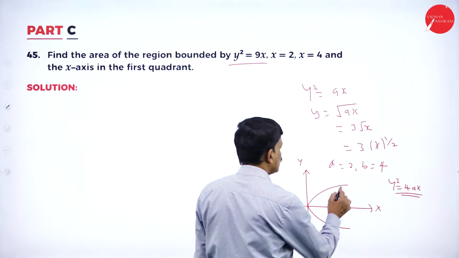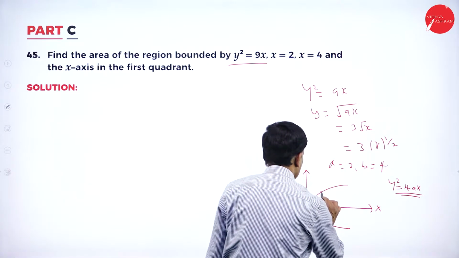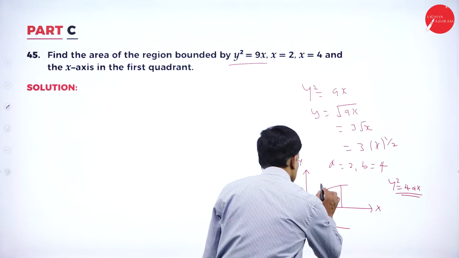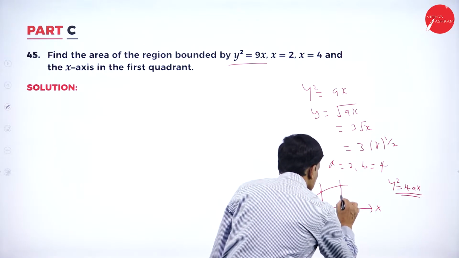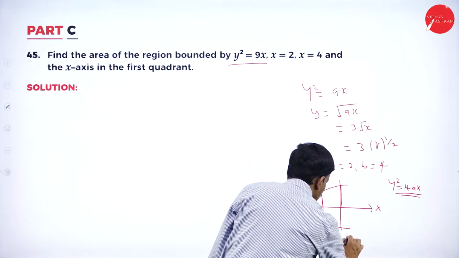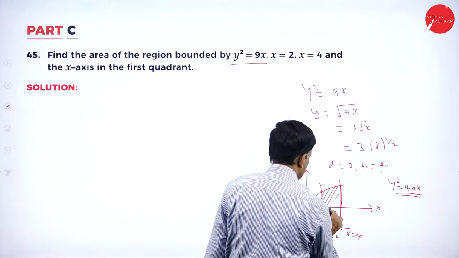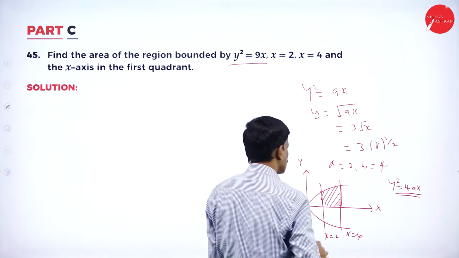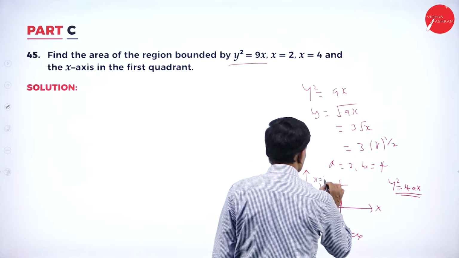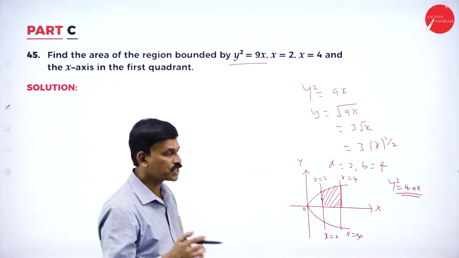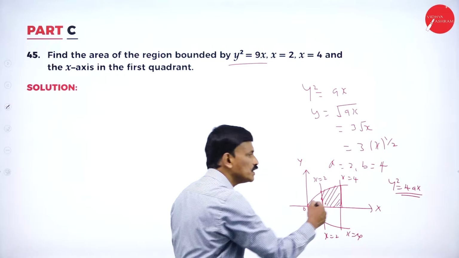So here what are the ordinates given? These are the values of x is equal to 2 and x is equal to 4. Right. So x is equal to 2 and x is equal to 4. Just find out the area of this shaded portion, because what is required is the area of the parabola, the area of the curve bounded by the region in the first quadrant. Just find out the area of the shaded portion.